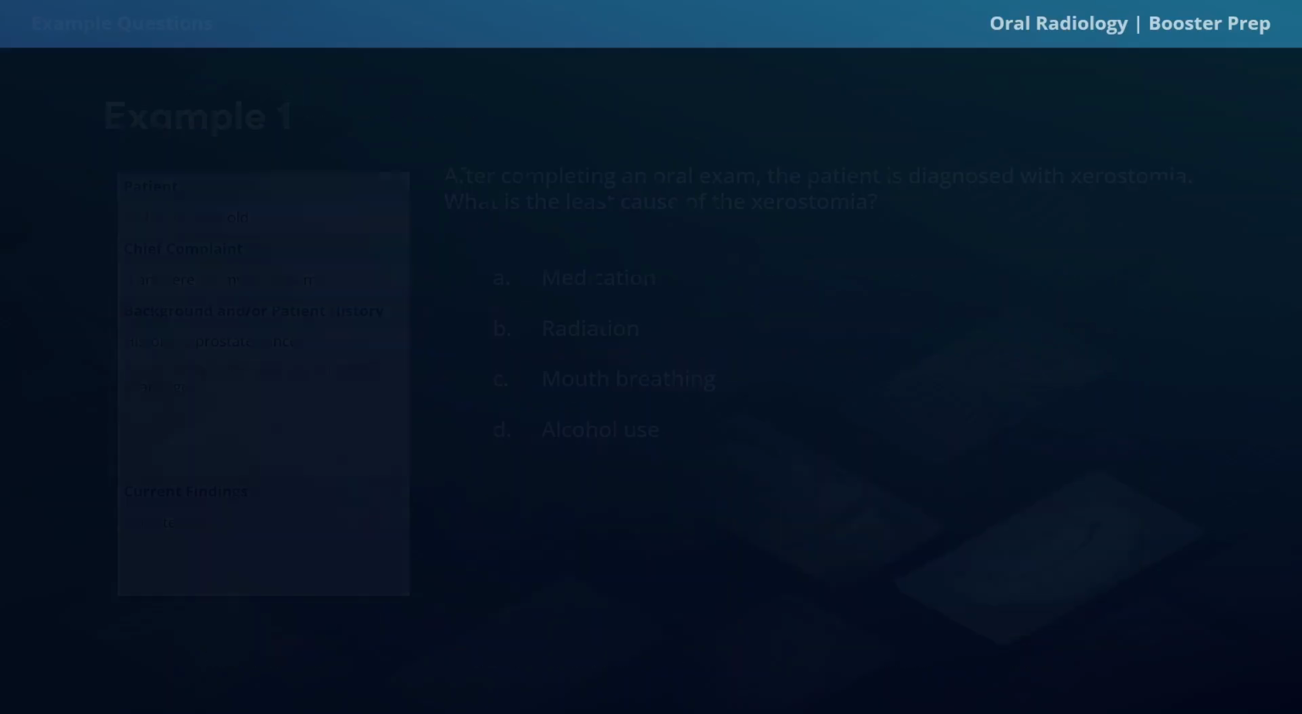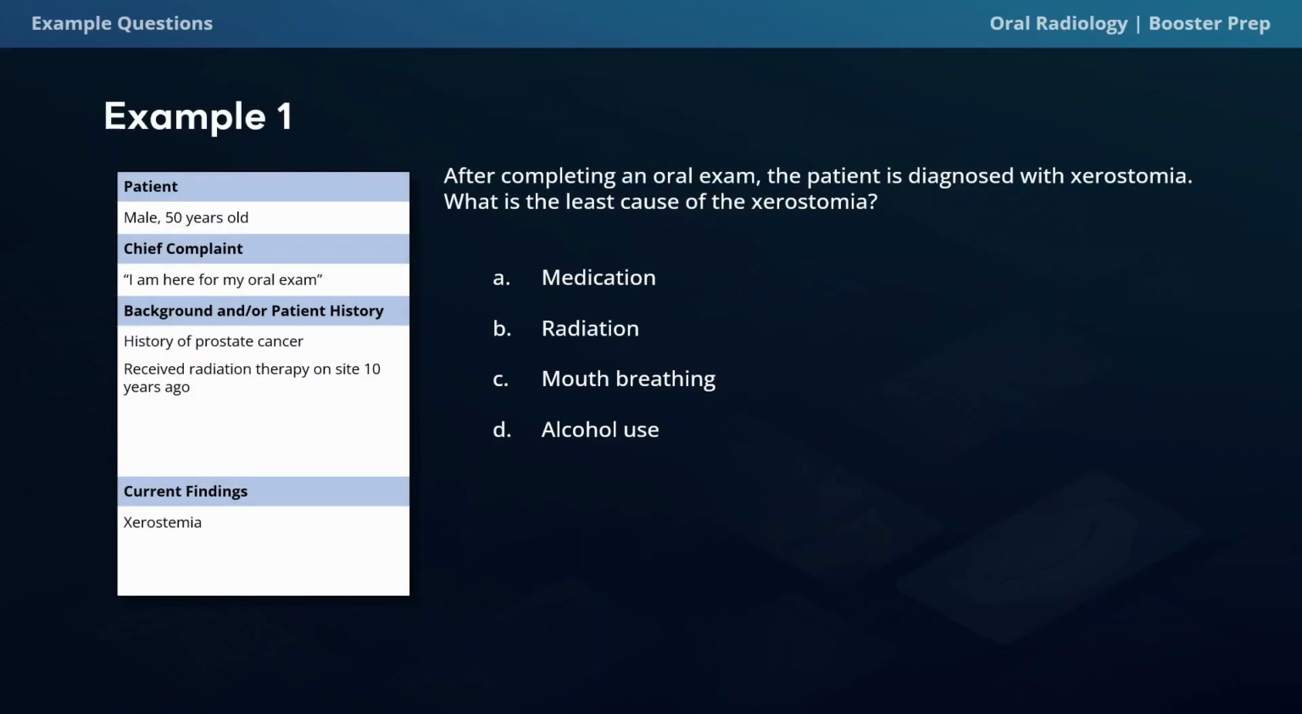All right, now let's try some questions. Our first sample question asks, after completing an oral exam, the patient is diagnosed with xerostomia. What is the least cause of the xerostomia? So our patient here is a 50-year-old male. Their chief complaint is, I am here for my oral exam. They have a history of prostate cancer. They received radiation therapy on the site 10 years ago, and the current findings are xerostomia. All right, guys, take a second to pause and to answer the question.